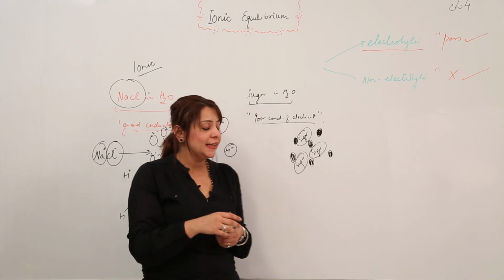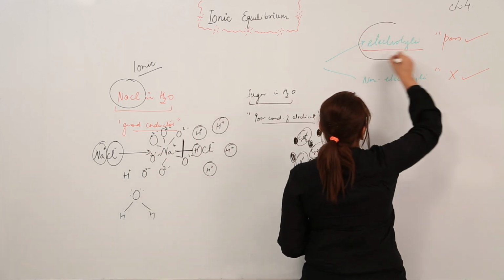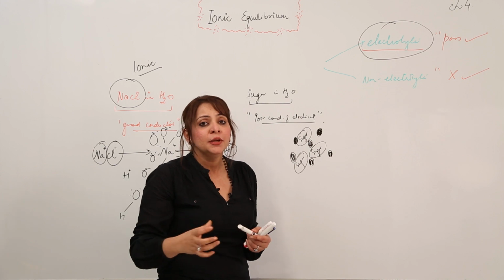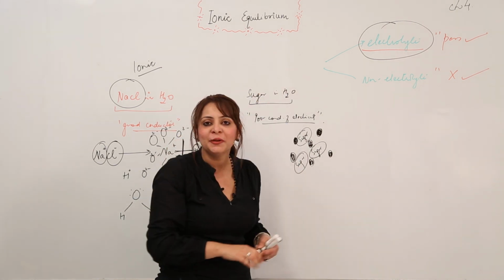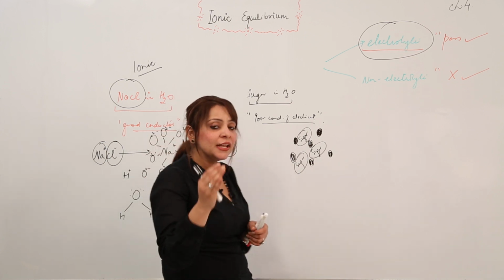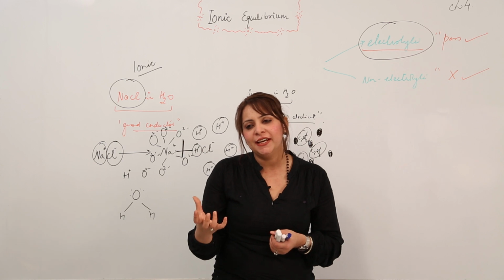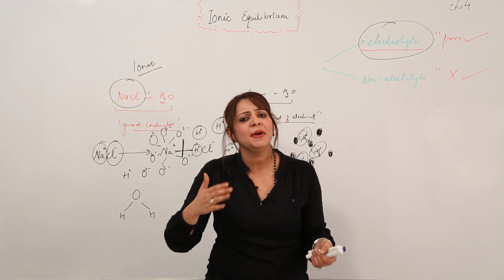Now it is clear, I think, that in this chapter we will be considering only electrolytes, because we need a substance which dissociates into ions. Only if ions are formed will we get to see the ionic equilibrium, right? So the question must be arising in your mind: the electrolyte dissociates, but is it possible that all substances dissociate to the same extent?